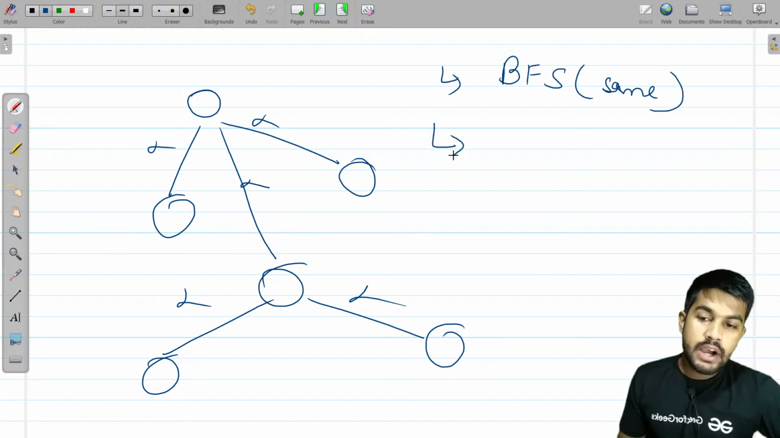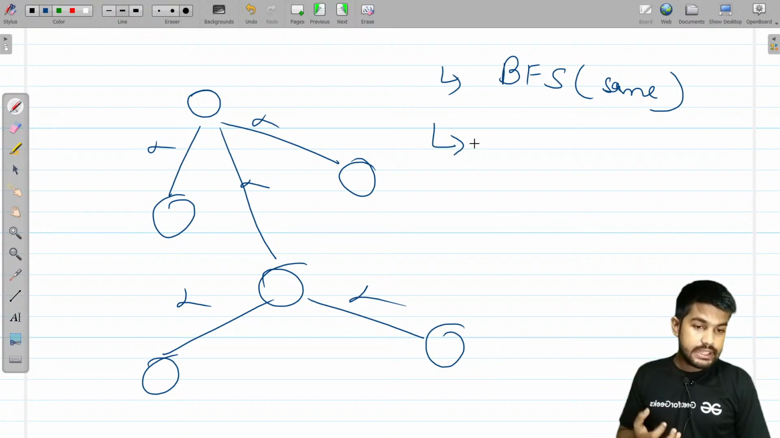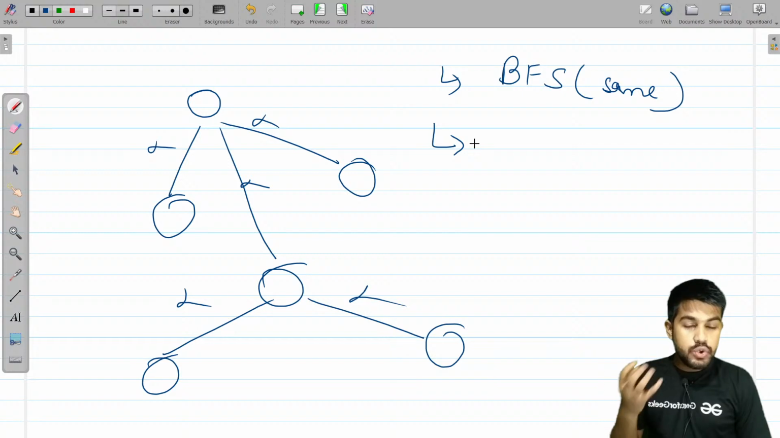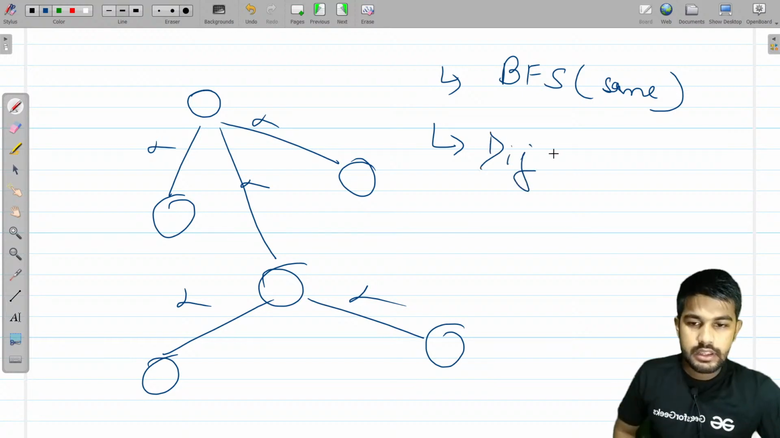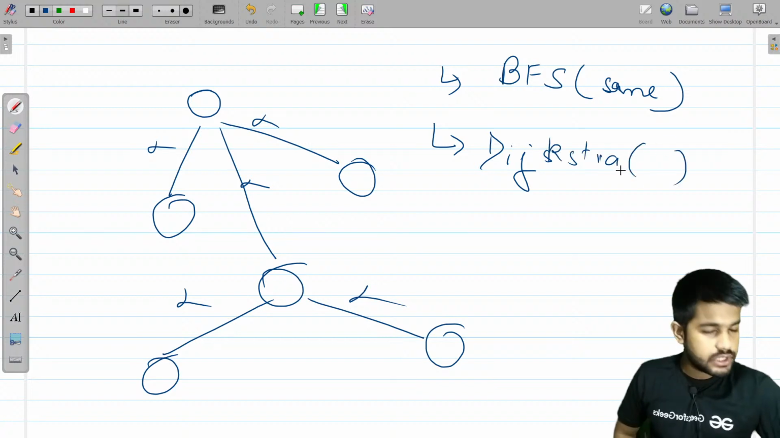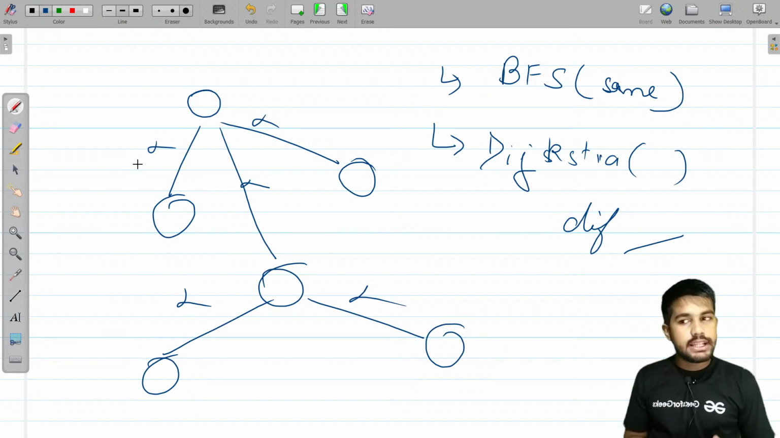The next thing is that when the weights are different and you need to use single source shortest path, you would be using Dijkstra. Dijkstra is for when weights are different. Now you would be asking how I am telling you this. It is not very trivial to tell.